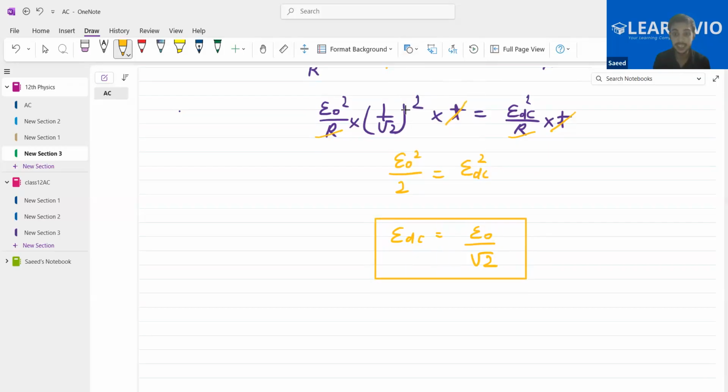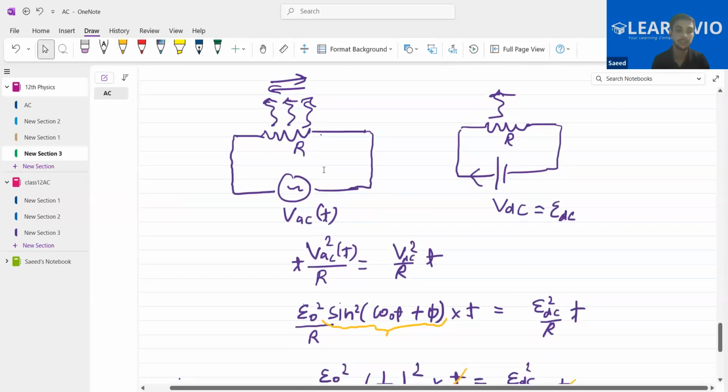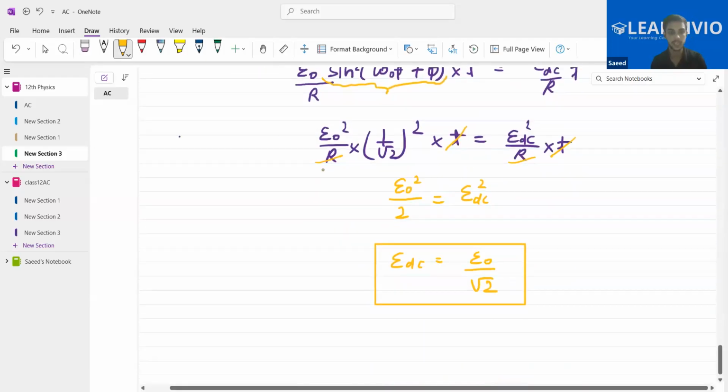This means that if in DC you are applying a voltage of E naught, then in AC you should use a voltage whose RMS value is E naught by root 2. Understood? So it is actually for the comparison of these two circuits. Whenever we compare an AC circuit and a DC circuit, we compare them with the RMS values.